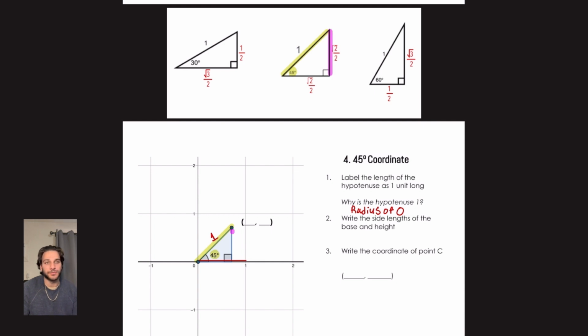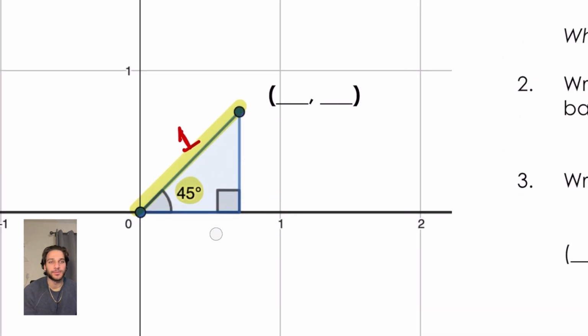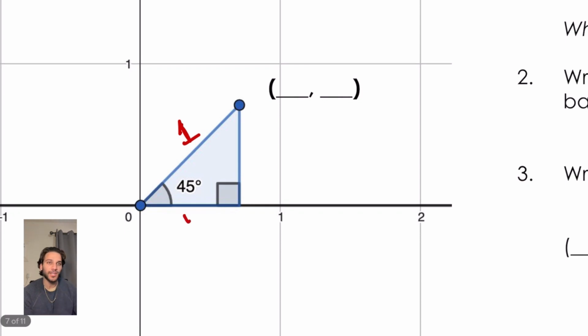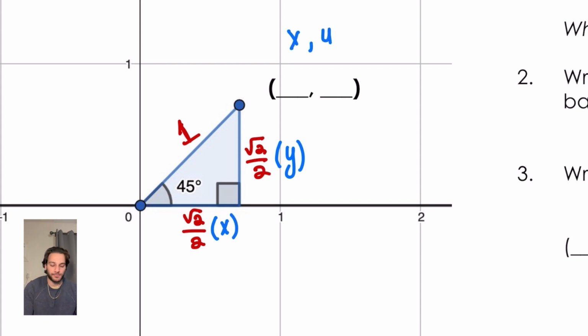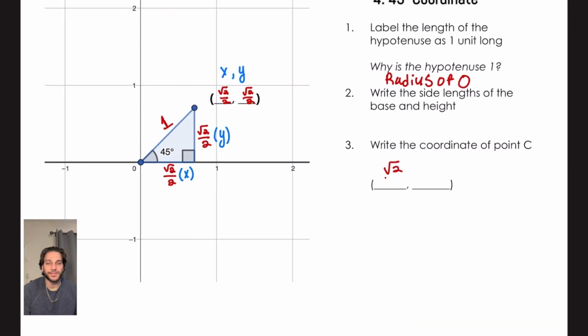My height is going to match up with that height. And then I'm going to match up the base with this side of the triangle. And so both of these legs are the same length. So I'm going to go ahead and write those values there. I'm just going to erase this so it's a little less cluttered. And so my base is root 2 over 2. The height is going to be root 2 over 2. And so those are going to be our x and y values. So this is my y, this is my x. And now I can write the coordinate as x comma y. And I'm going to get root 2 over 2 comma root 2 over 2. And so for number 3, I can write those as the coordinates of point C.